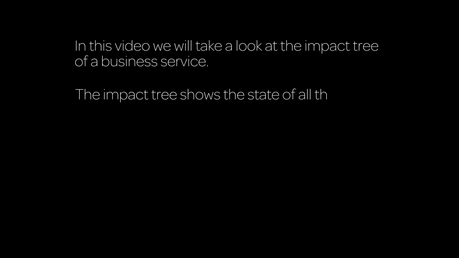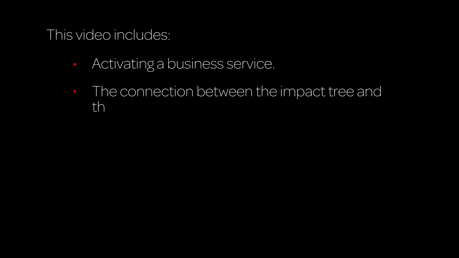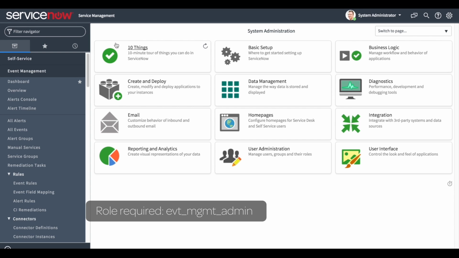In this video, we will take a look at the impact tree of a business service. The impact tree shows the state of all the CIs and how they affect each other when receiving an alert. This video includes activating a business service, the connection between the impact tree and the business service map, and modifying an impact rule. We are logged in with a user who has the Event Management Admin role.